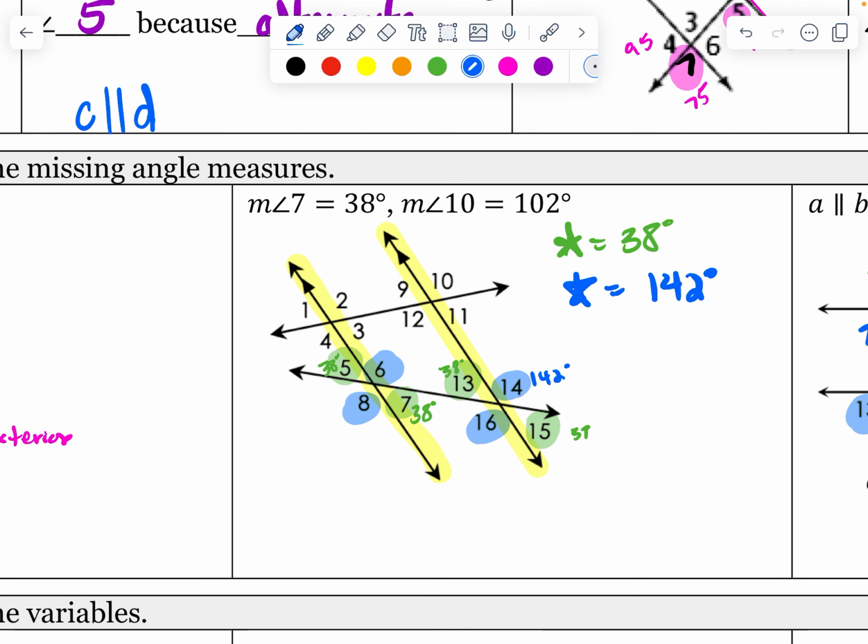All right, so I got angle 10 is 102. So let's do all my purples are going to be 102.